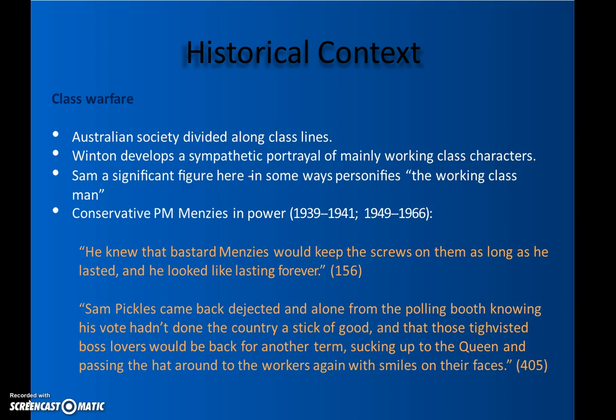he really portrays what a working class man is, and we have even mention of Prime Minister Menzies, who is in power, as you can see, from 39 to 41 and then 49 to 66, and he was a conservative PM, and traditionally conservative PMs will care more about, traditionally speaking, those who are making more money and things like that, whereas your Labor PMs or a Labor government aligned more with the working class man. So we see Sam's opinion on Menzies is quite low.